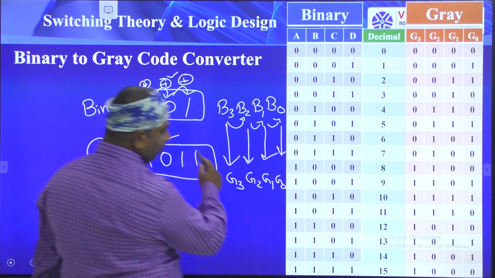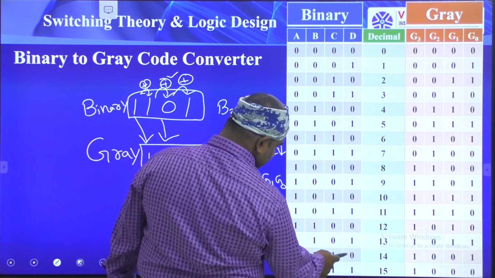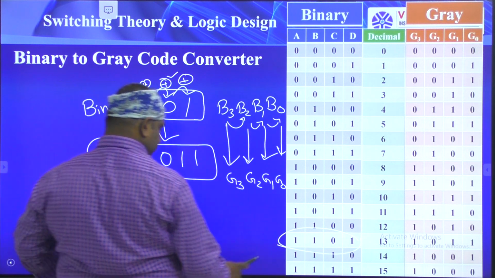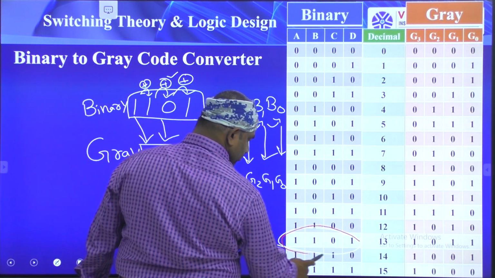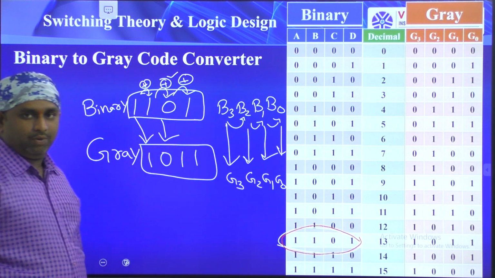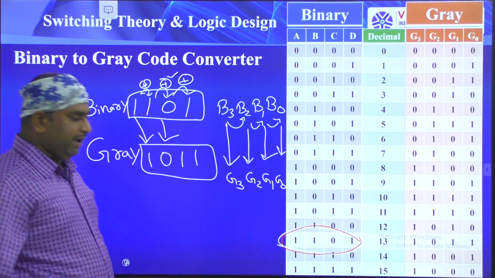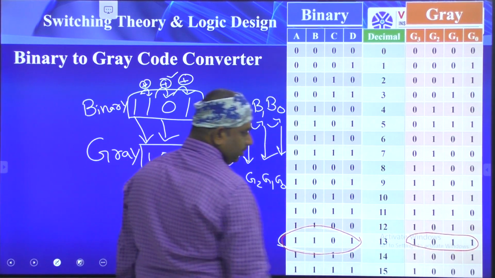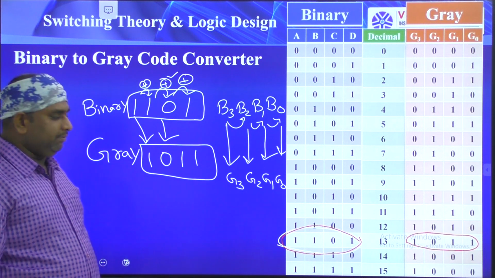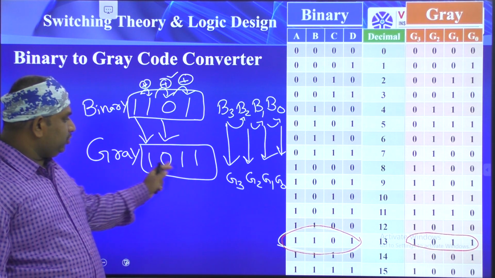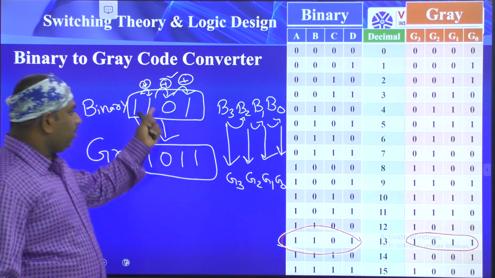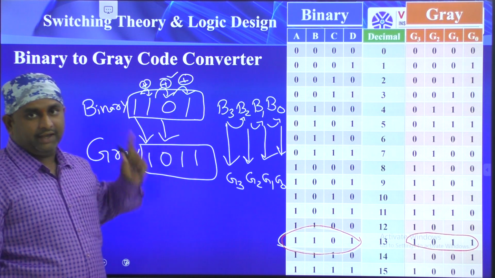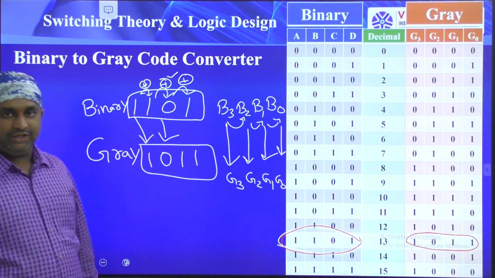So 1101 is the number in the binary number system. Coming to the gray code number system, it is 1011. So when you are converting a given binary number into gray, you are doing the exclusive OR gate operation between these bits.